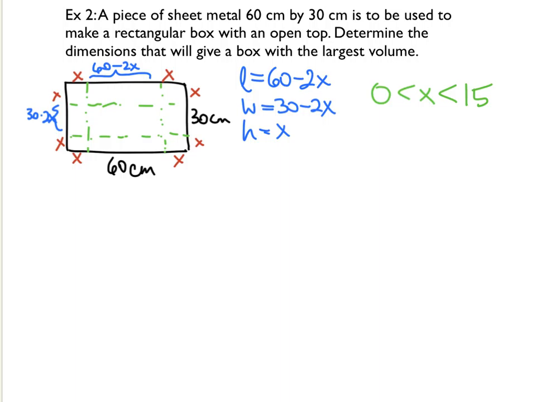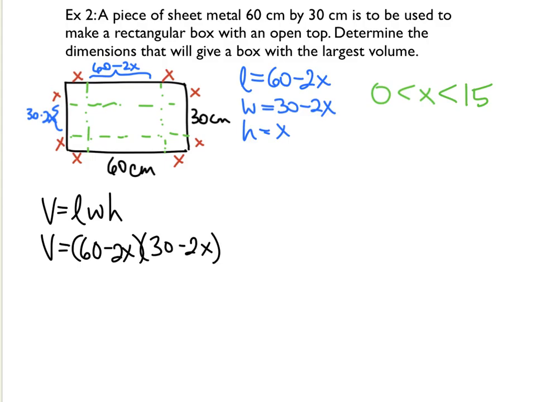Okay, so now we want to maximize the volume. So let's use our formula for volume, which is length times width times height, and let's sub in our values. We know length is going to be 60 minus 2x. Our width is 30 minus 2x, and then our height is just x. So this is going to be V of x, because now it's in terms of x.